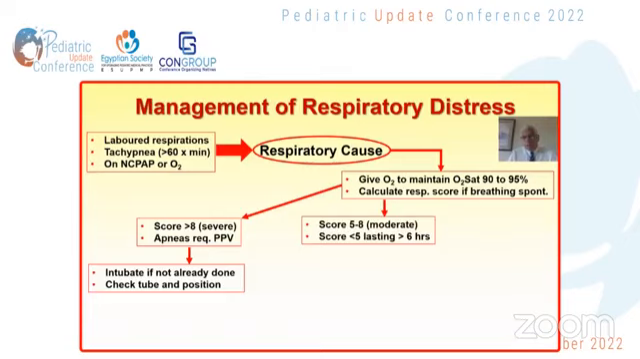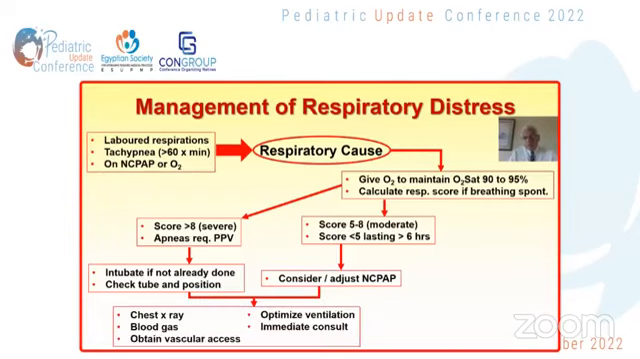If the score is 5 to 8 or moderate, or the score is less than 5 but lasting more than 6 hours, then you need to consider adjusting the CPAP. If the baby is not on CPAP, the baby should be put on CPAP, and if the baby is already on CPAP, you should consider going up on the CPAP pressure.